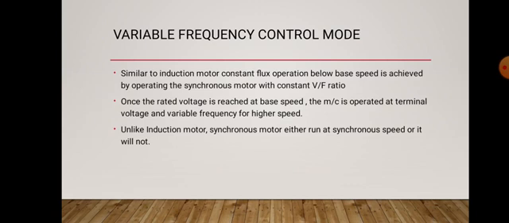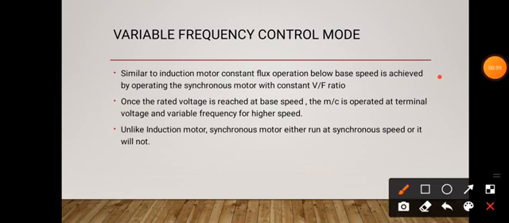Similar to the induction motor, the constant flux operation below the base speed is achieved by operating the synchronous motor with a constant V by F ratio. Once the rated voltage is reached at the base speed, the machine is operated at the terminal voltage and variable frequency for higher speed. Unlike induction motors, synchronous motors either run at the synchronous speed or they will not. I have explained the operation why.